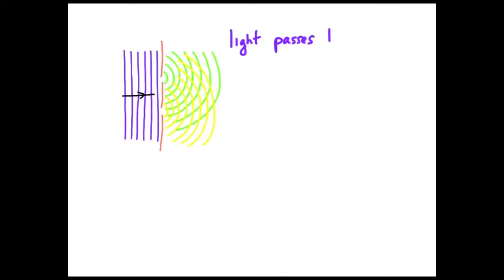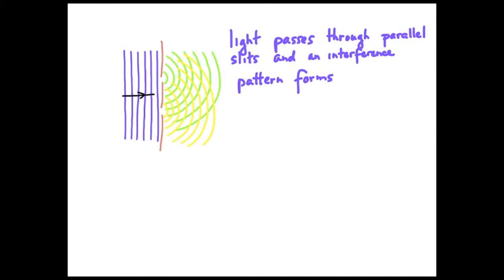Okay, here's an example. From the left-hand side of the screen, you see plane waves of light coming in and passing through two slits, and an interference pattern forms. So you see dark and bright fringes. This is something that's common to waves. Water waves will do the same thing. Sound waves will do the same thing. And this is certainly the wave effect of light in this case.